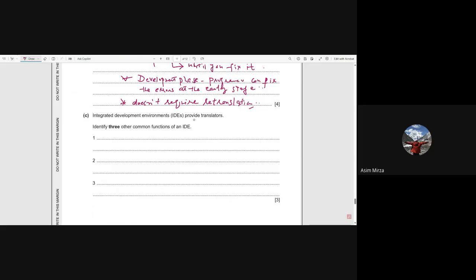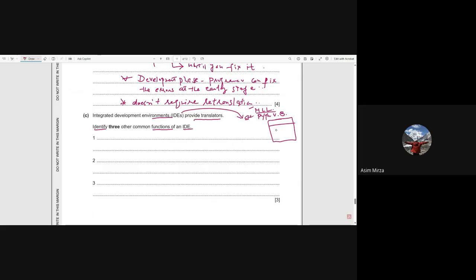Integrated development environments provide translators. Listen, everyone, an IDE is available normally in all high-level languages, right? For example, if you are using Visual Basic, Python, C++, Perl, Ruby, and all that, it gives you different types of options, right? You can have debugging options, indentation, pretty printing, and tools to watch variable values and all that. So IDE is called integrated development environment. Now what is the question? It asks you to identify three other common functions of an IDE.